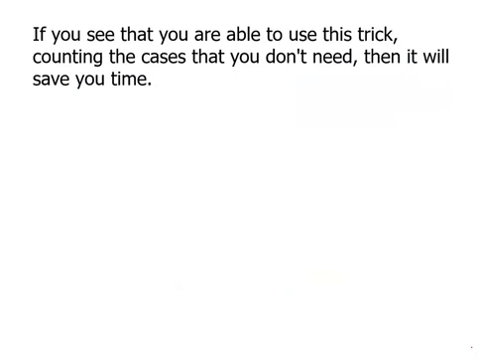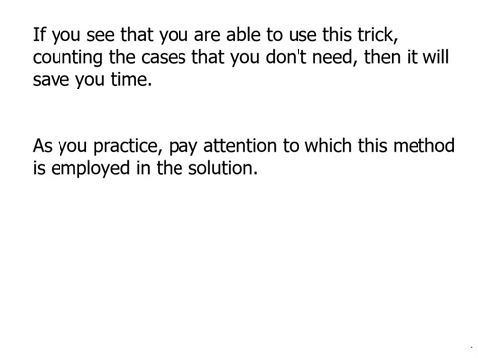If you see that you're able to do this trick, counting the cases that you don't need, then it will save you time. As you practice, pay attention to which method is employed in the solution. Often, especially in Magoosh problems, we're going to show the solution that is most efficient. And so if we've chosen to count the arrangements that do not obey the restriction, then ask yourself, why was that choice made? And that, in fact, is even a great ticket to send in. I don't understand why in the solution they chose to do it this way rather than that way. Excellent questions to ask.